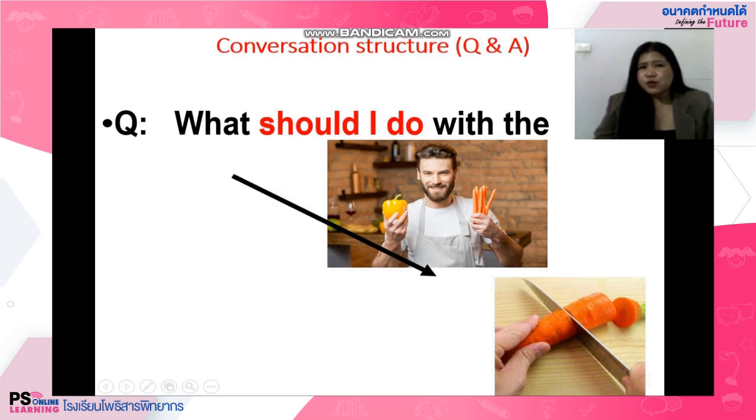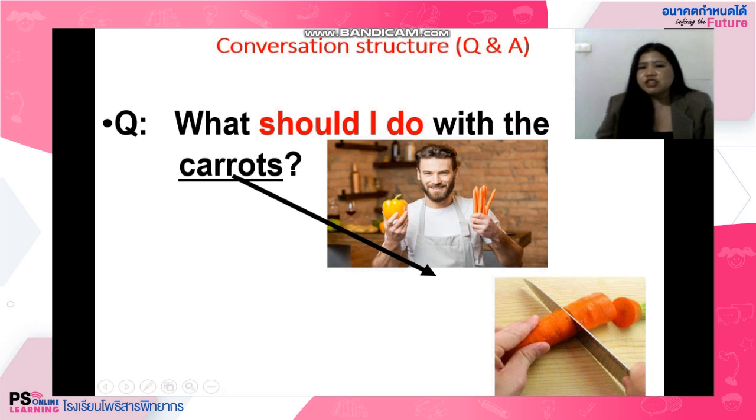Okay, the question is, what should I do with the...? The man is holding bell pepper on one side and carrots on the other side, right? So let's just choose one. Okay, so we use carrots. What should I do with the carrots, with S, meaning many, right? What should I do with the carrots?